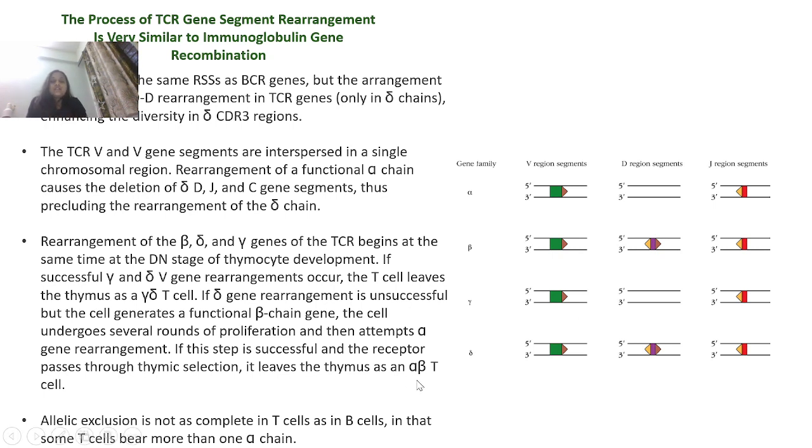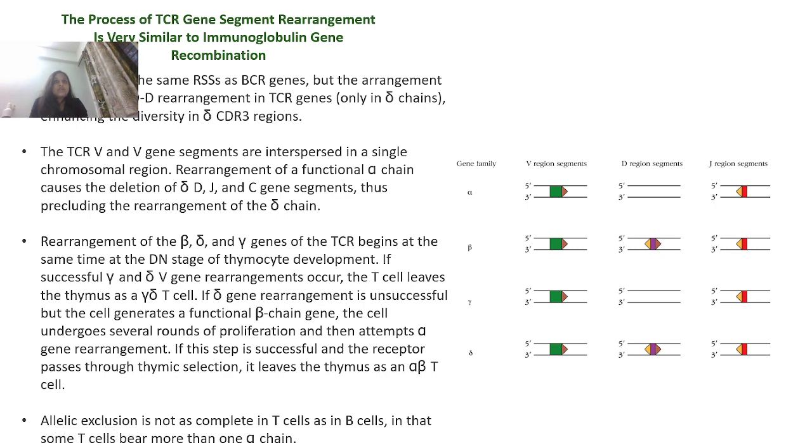So, after that, there will be a thymic selection process, as I already told regarding the B cell. Like the receptor should not react to the self antigens. One cell will express only one type of receptor, and if all these criteria are met, then it will pass through the thymic selection and it will leave the thymus and will go into the circulation.